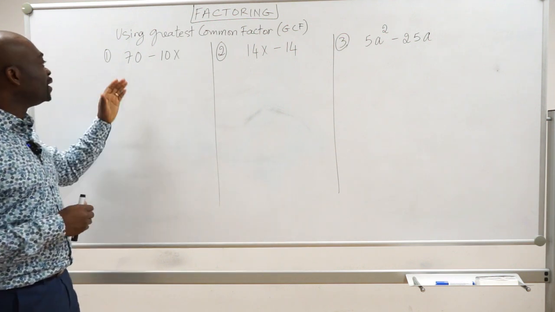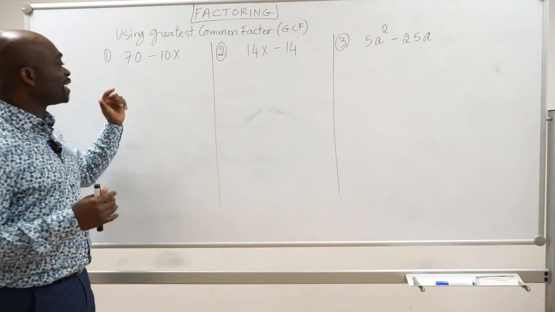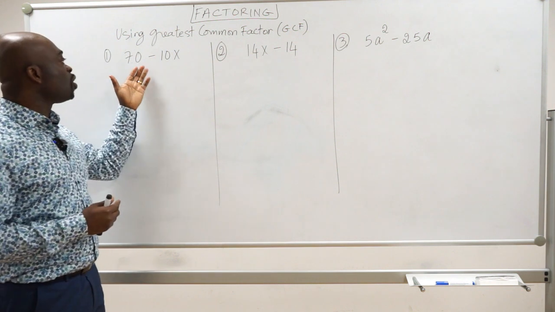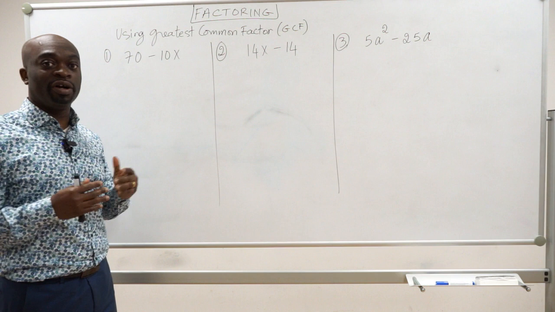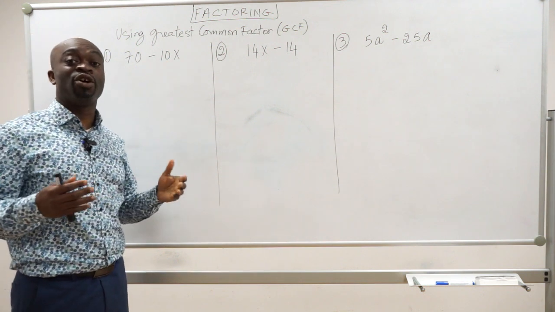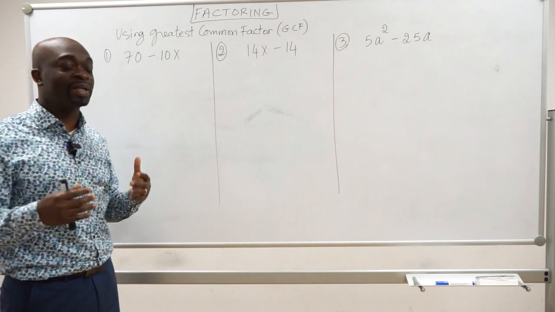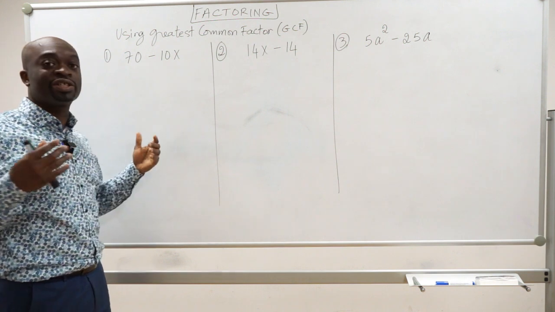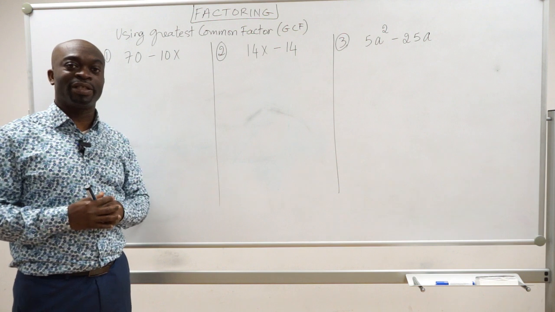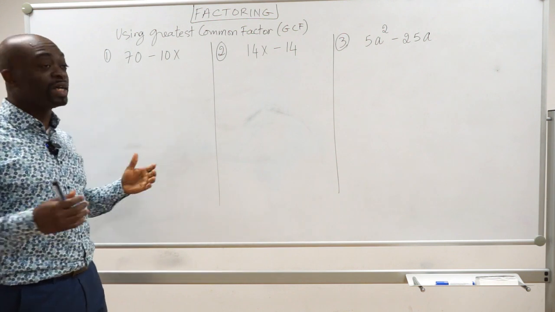When we look at 70 and 10x, the first thing is 70 doesn't have x, and 10 has the x. So they don't have the x in common. But when you look at the 70 and the 10, both of them are numbers. In this case, 10 is a coefficient, if you guys remember this terminology, and 70 here is just a number. So between those two numbers, what do they have in common? 70 and 10, what do they have in common?